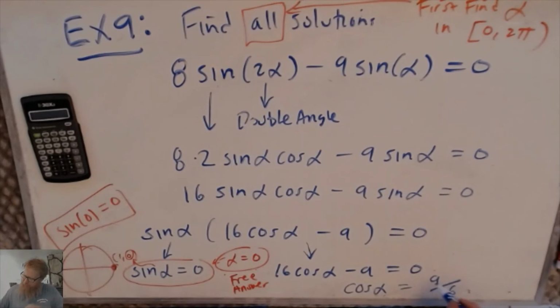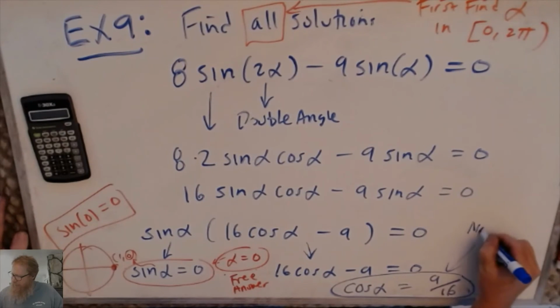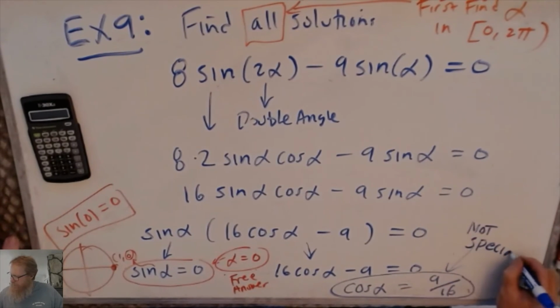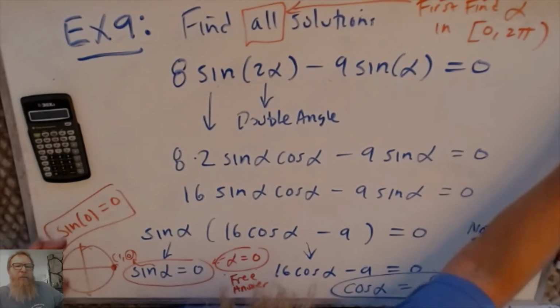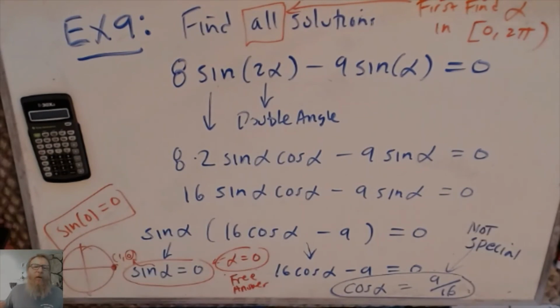And we get our other solution from cosine of alpha equals 9/16. Unfortunately, that's not special. What do you mean I'm not special? Well, you're not special. Sorry. Everybody's special.